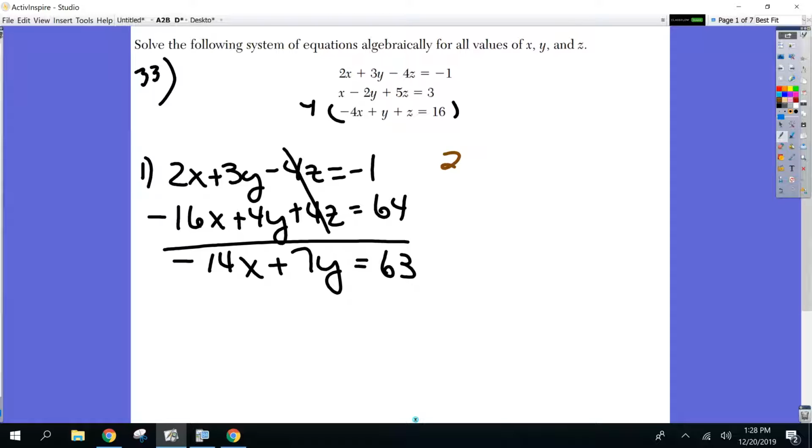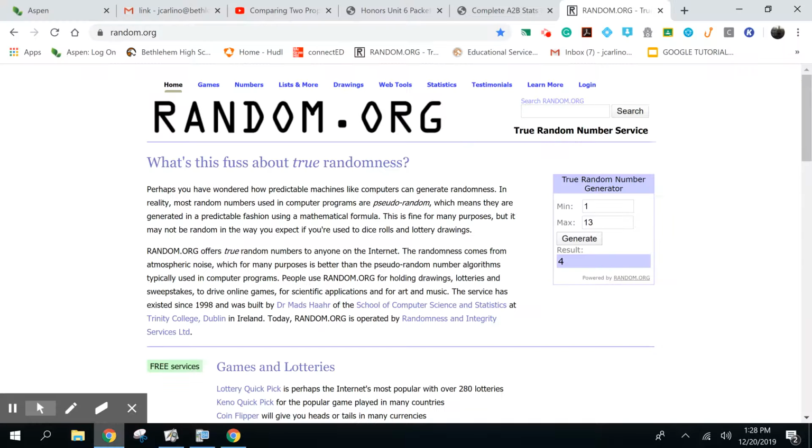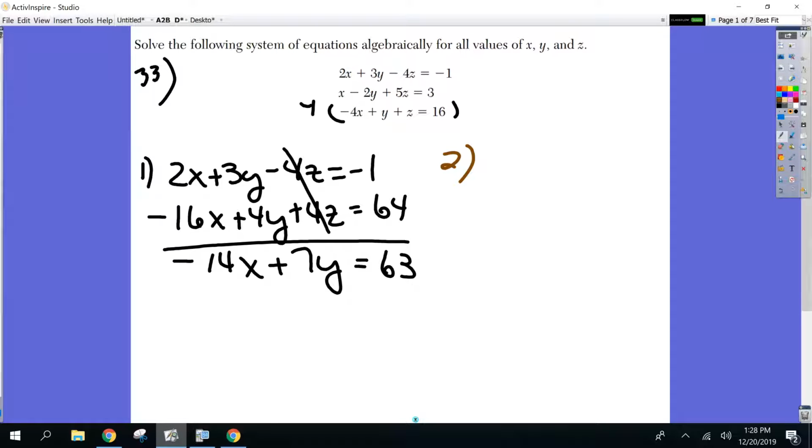Okay, next job. Pick 2 more equations and eliminate z again. Once you decide what variable to eliminate, you got to eliminate it again in another set. All right, so obviously don't pick the first and the third. You got to pick the second and another one. Okay, you need to pick the second and another one to eliminate z. So I need somebody. You want to take the second one and the third one again? You want to eliminate z?